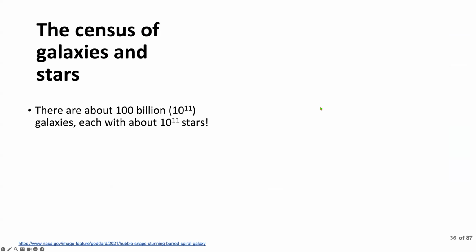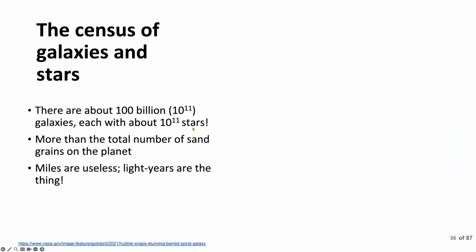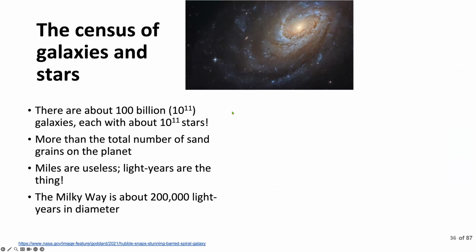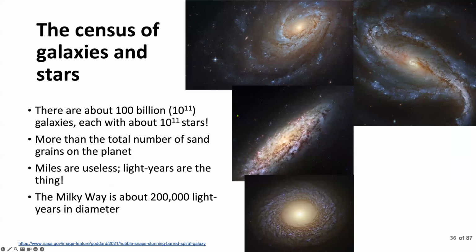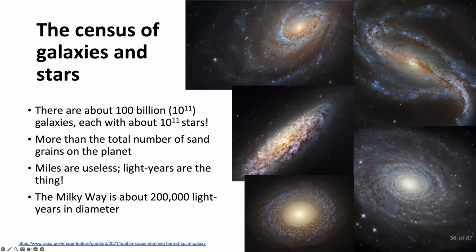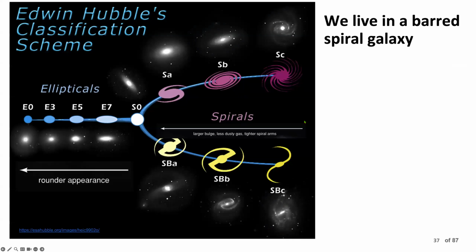And our last slide before the break, I already mentioned this. There are at least 100 billion galaxies in the universe, each with about 100 billion stars. So here's some examples of galaxies taken by modern telescopes. You see the spiral structures.